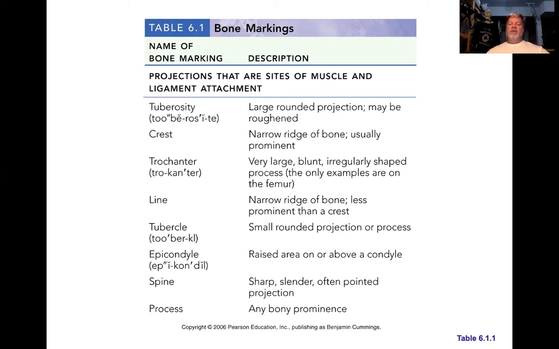You've got trochanters on your femur, on your upper leg bone. You have a greater and a lesser trochanter. Lines are narrow ridges of bones, so we're not going to go through all these. Tubercles are important. Those are small rounded projections. We'll have several of those.